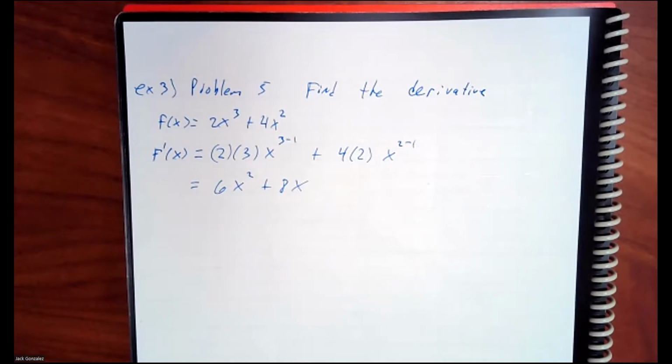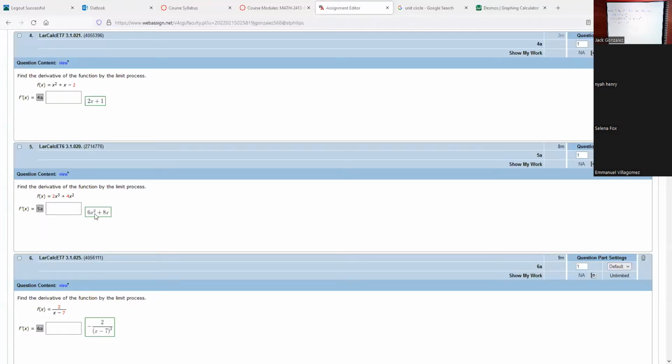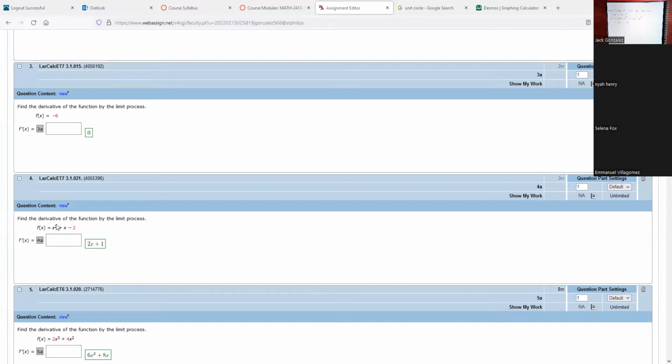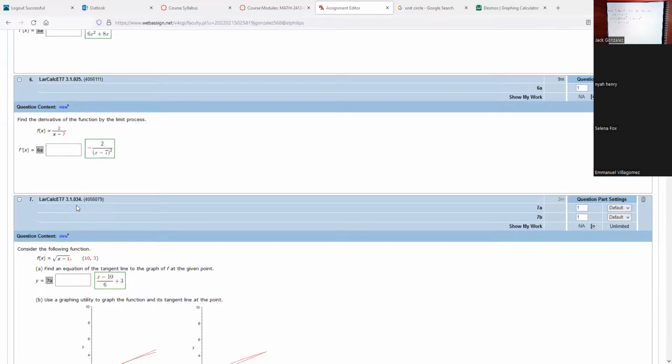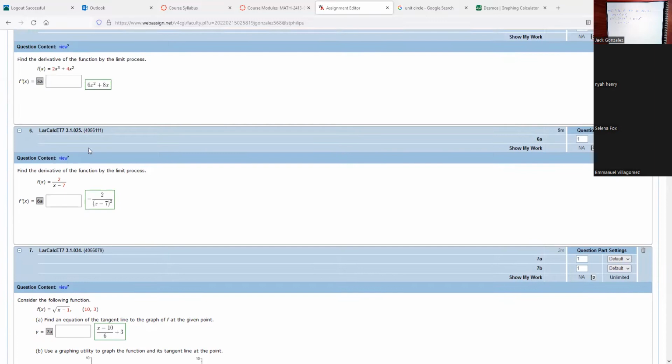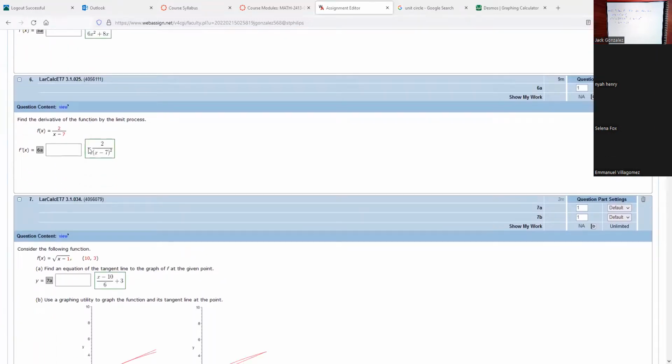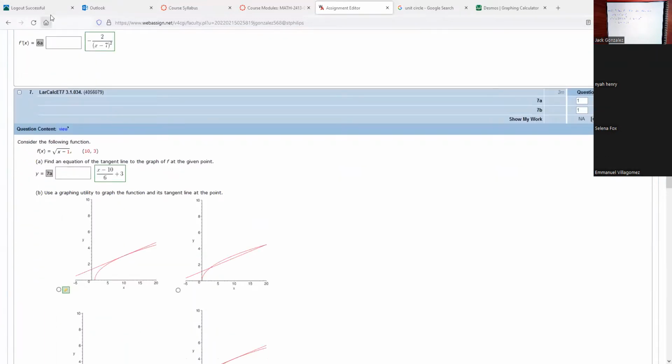I think that's what they got. Let's see. Yeah, there it is. So 3, 4, 5, 6. They just want you to find the derivative, and that's it. Remember that 6 and 7 will require the limit process. Yes.